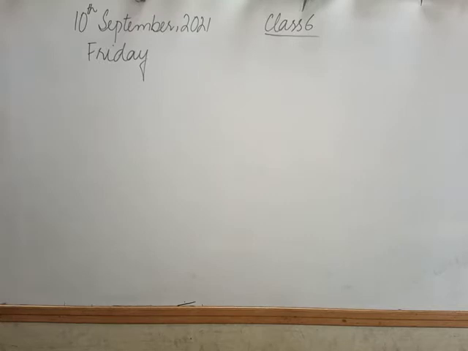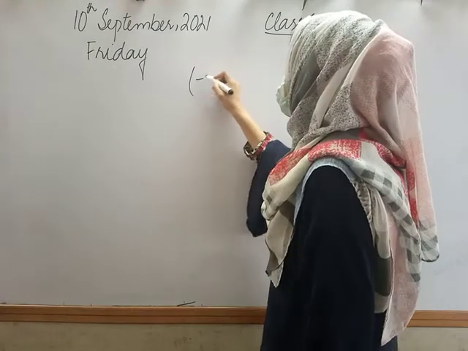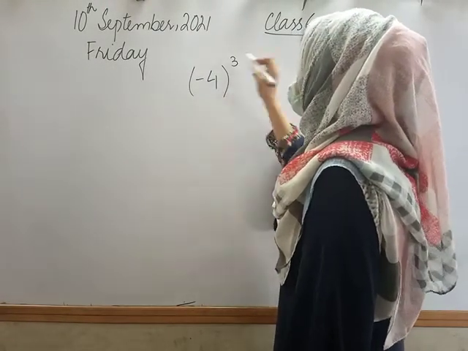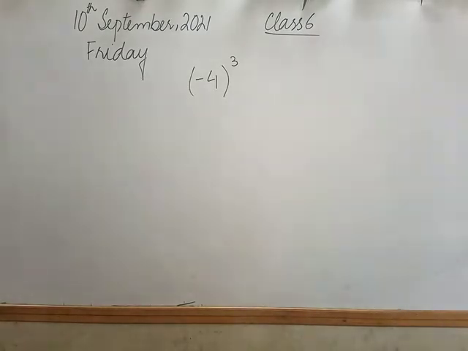Okay? So yesterday we discussed odd powers involving negative numbers. Fine. So let's take an example on it. I have -4 and power is 3. If you look class, the power is odd. How we can say this class, the power is odd?